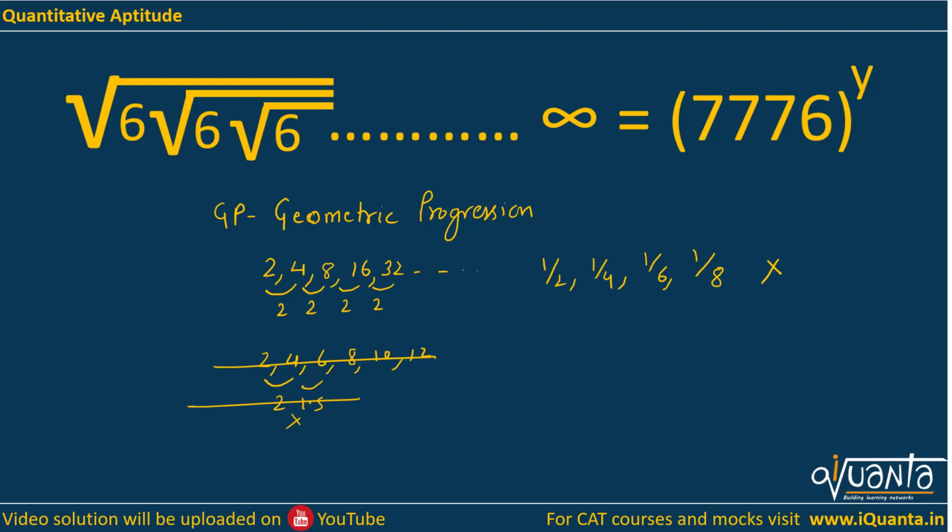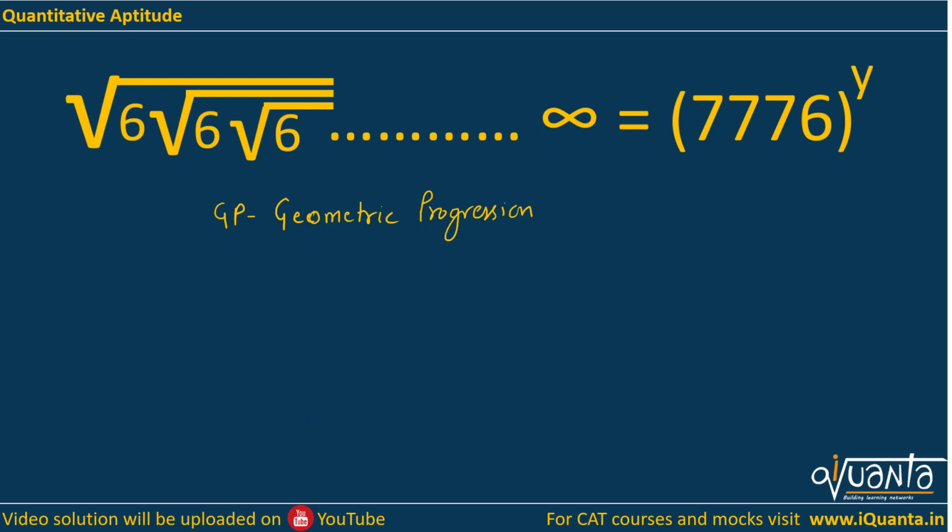If I talk about 1 by 2, then 1 by 4, 1 by 8, 1 by 16, 1 by 32. So is this a GP? Yes, this is a GP because the ratio between two consecutive terms is 1 by 2. So I hope it is clear what is a GP. Here we'll be using a concept which is called sum of infinite GP. We'll see it over here.